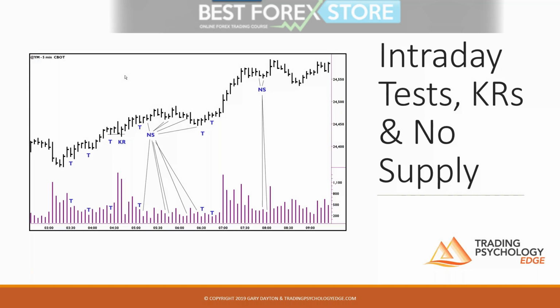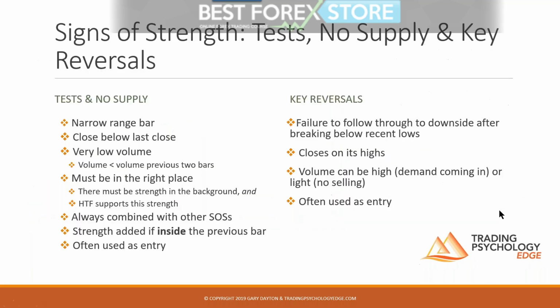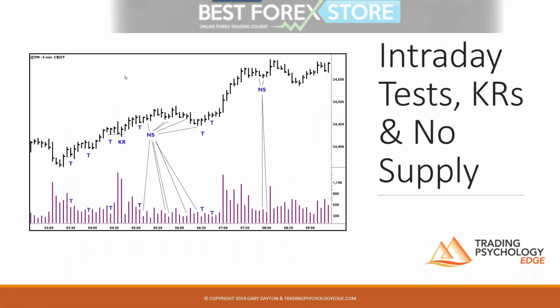Where can we get definitions of no demand and no supply, buying climax? Well, there's not a no supply buying climax. And you'll have to go back up to the slides that I did earlier here where the definitions are, okay? The definitions, the narrow price range, close below the last close, and so on, okay? And you can tell that I'm basically throwing no supply and tests kind of together here. I don't make a lot of distinction between the two.